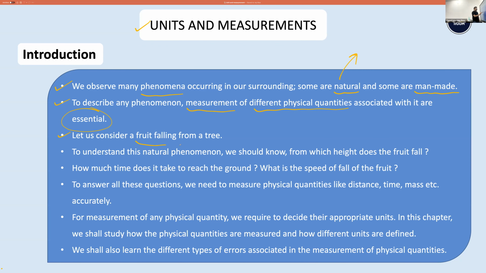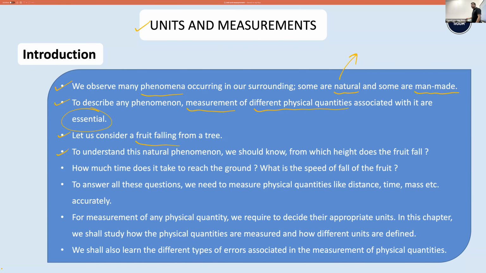So this is an example. Let us consider a fruit falling from a tree. Let's forget what is given there. If you are observing this kind of activity, let's say there is a fruit falling from a particular tree, what are all the observations you are going to make? First, you need to know the height of the tree. Second, maybe you will try to calculate the speed with which it is falling. Third, you will try to calculate the acceleration it is experiencing. And the fourth one is, how much time is it taking to travel from one point to another?